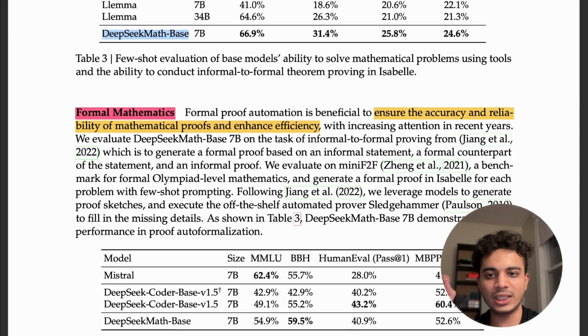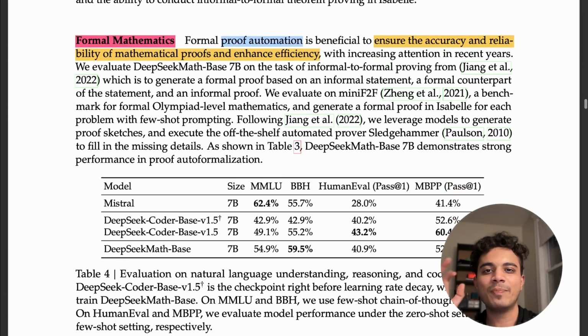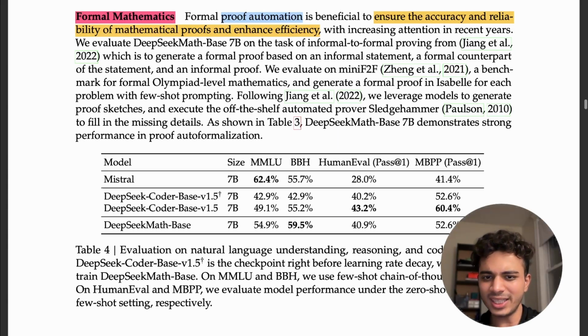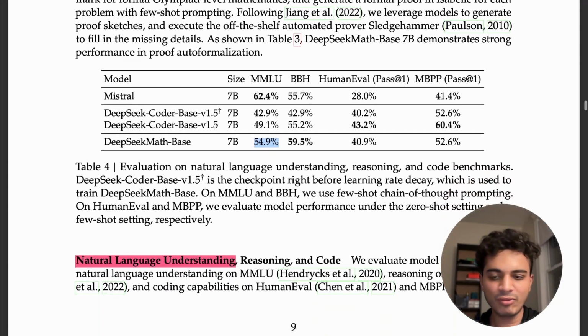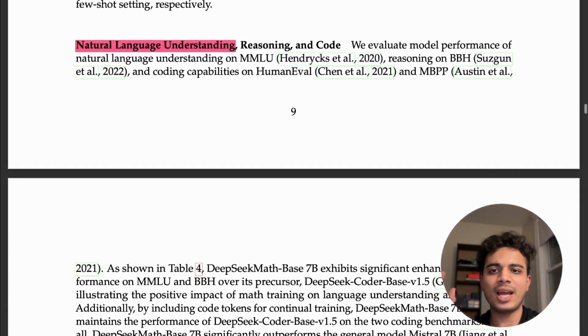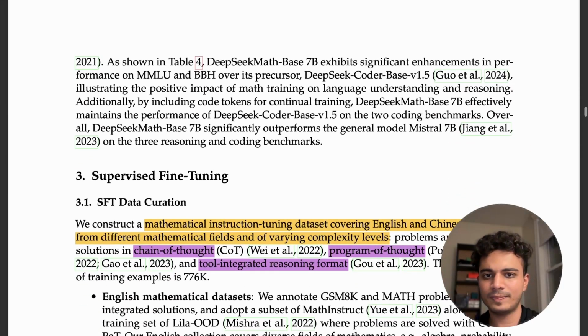Now, on formal mathematics, which means that formal proof automation is beneficial to ensure the accuracy and reliability of mathematical proofs and enhance efficiency, which is important, but it's not really beating every single model here yet. So, they are using DeepSeek Coder, DeepSeek Math Base, and different DeepSeek models and comparing with Mistral. It's not performing the best and it's a little far off from Mistral. So we can say that math base is still not there yet, but we have not lost our hopes yet. And similar with natural language understanding of mathematics.